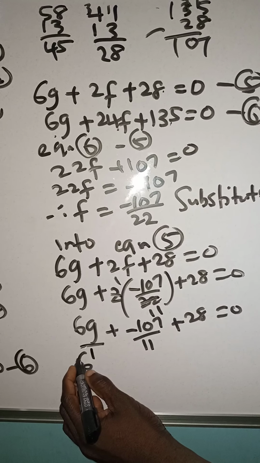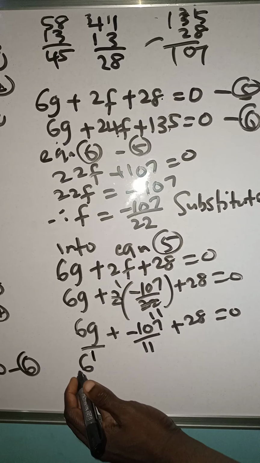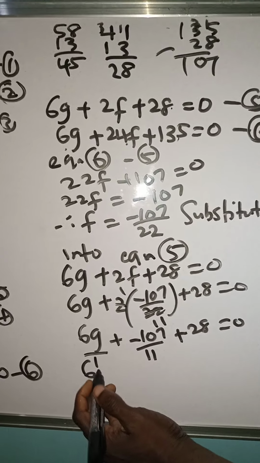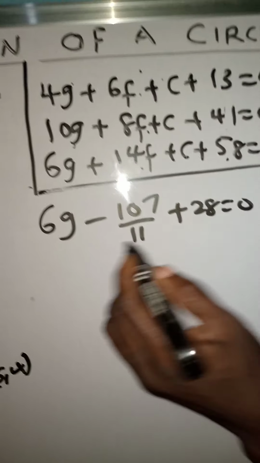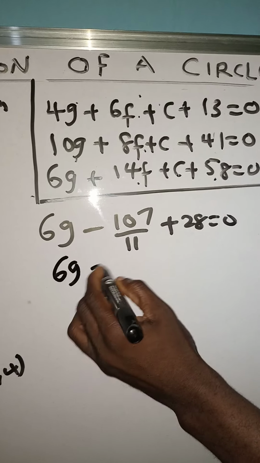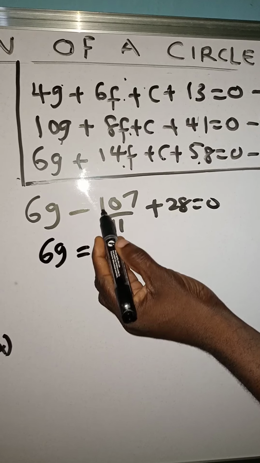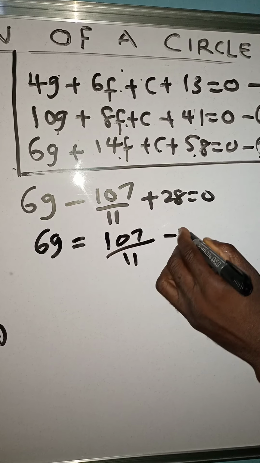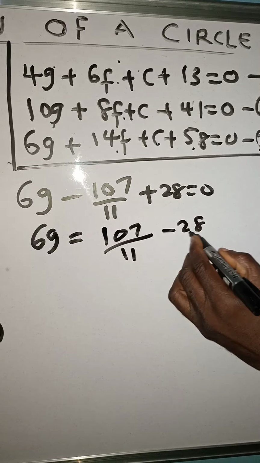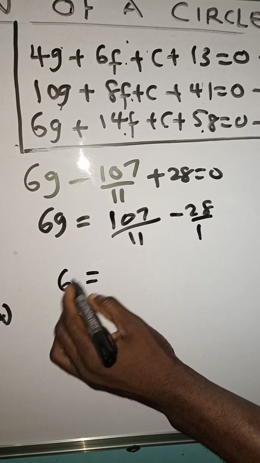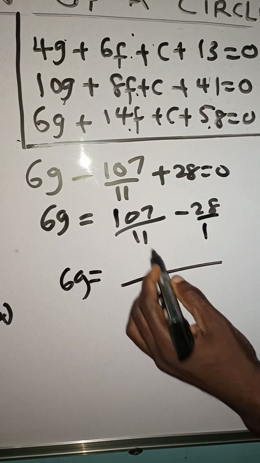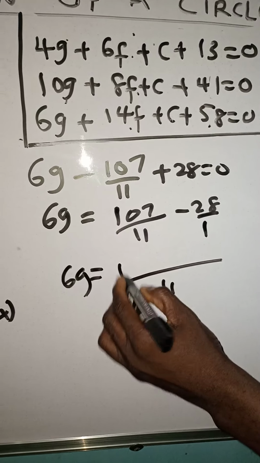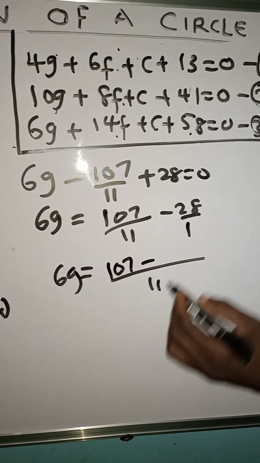There are many ways you can do it. So now let me decide that 6g. We said 6g is equal to minus 107 over 11 comes here. You have 107 over 11 minus 28. This is a fraction. You express it as a fraction and you calculate, find the LCM. The LCM is 11. 11 here is 1 times this, 107 minus 1 here times 11 times 28.